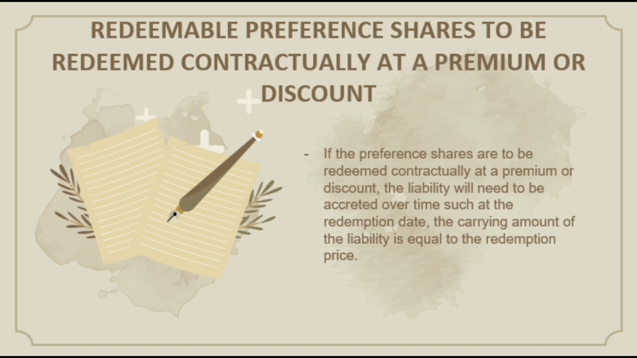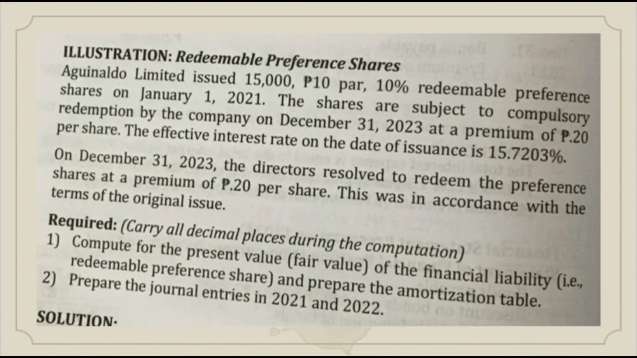So if ang preference shares are redeemed at a premium, so the accretion of the premium is treated as interest expense and added to the accrued dividends for the period in the profit or loss statement. Conversely, if ang preference shares pod is redeemed at a discount, so ang accretion sa discount is deducted from the interest expense for that period. So this accounting treatment ensures that the redemption premium or discount is properly reflected sa financial statements over the life of the preference shares. So illustration na pod.